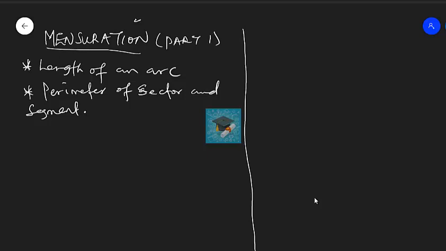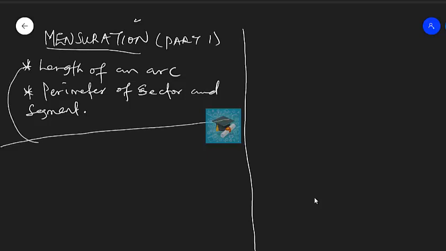In this class, we are going to look at mensuration, and in the next series of videos we'll be looking at the concept of mensuration. So how do you measure different shapes, plane shapes, in terms of their lengths, their perimeters, their area, their volume. And this is going to be the very first beginning. We're going to look at the length of an arc and also the perimeter of a sector and that of a segment. Let's start with the length of an arc.